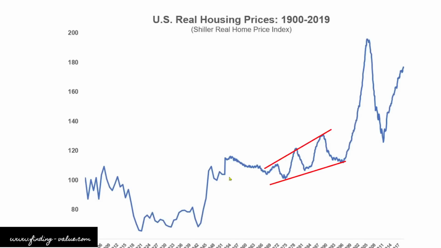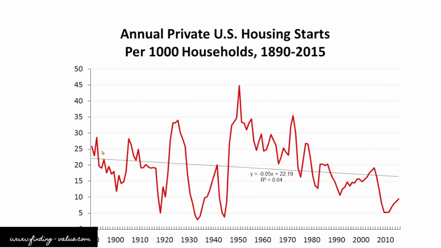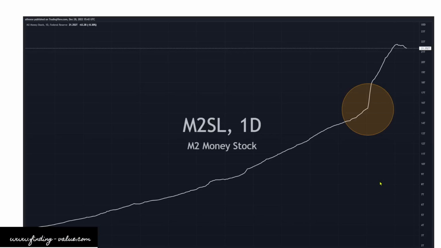Now here's housing prices, just to show you guys. I'll show you guys real quick. These are real housing prices. This is your annual private housing starts. It's just declining here. So this is the stimulus money for the M2 money stock. This is what's causing the problem. We had this gigantic vertical growth of stimulus money that just came flooding into the market.